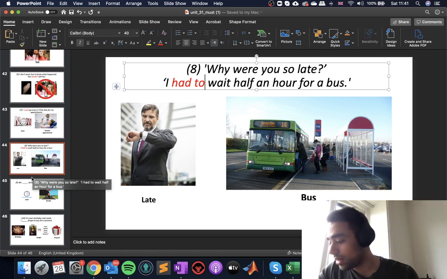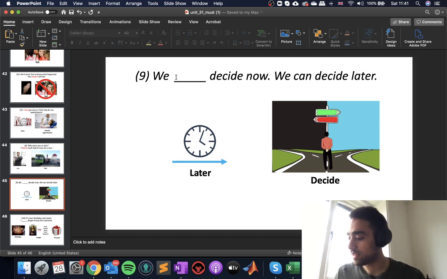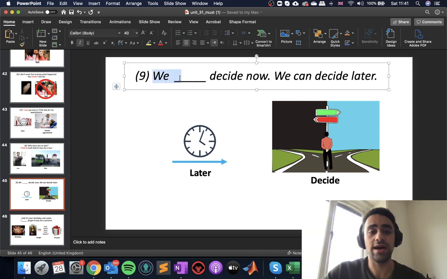All right. And then the one before the last, we decide now. We can decide later. So it is not necessary that we decide now. We can decide later. It's up to us. So we don't need to decide now because we can decide later.